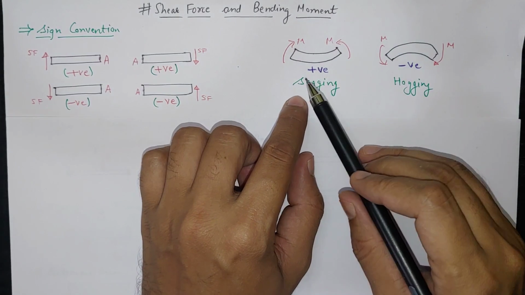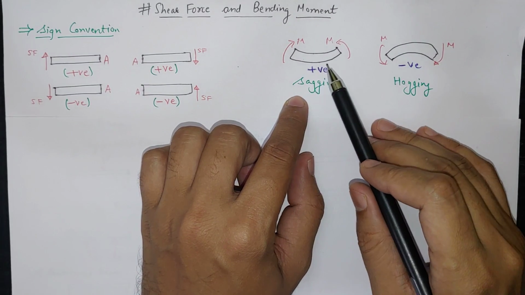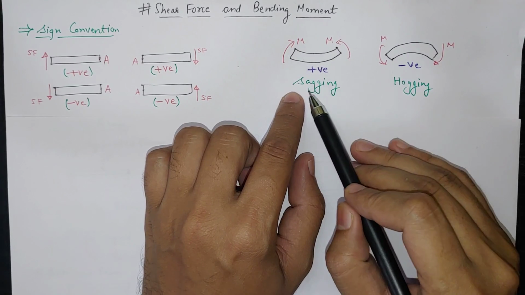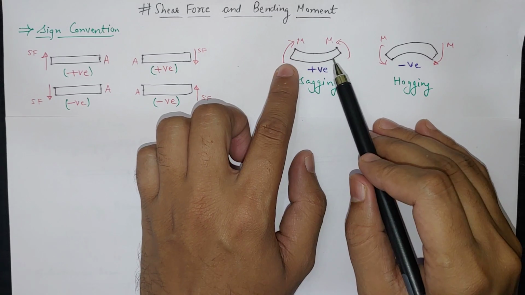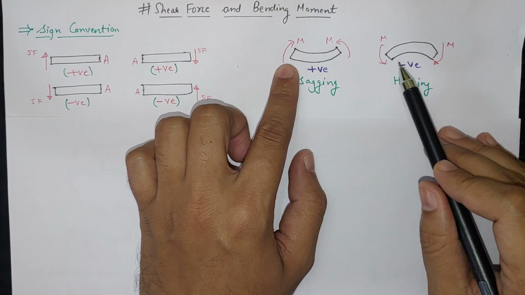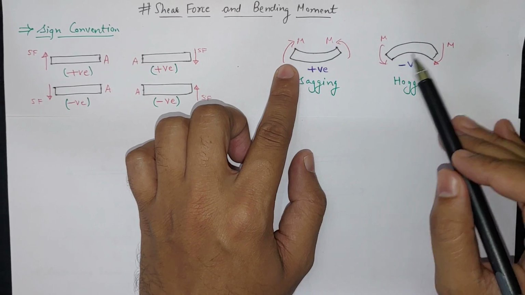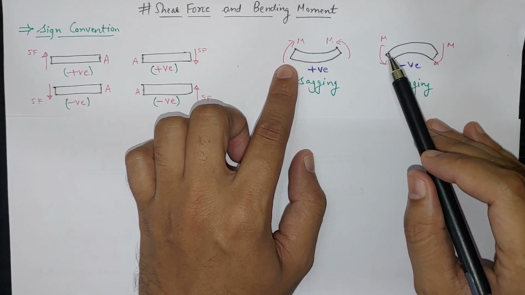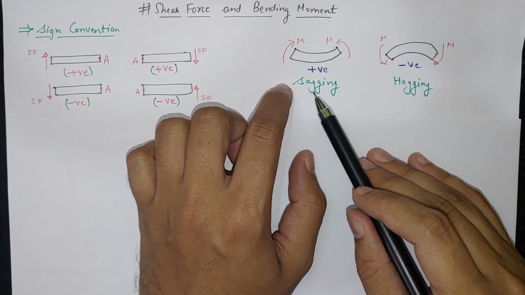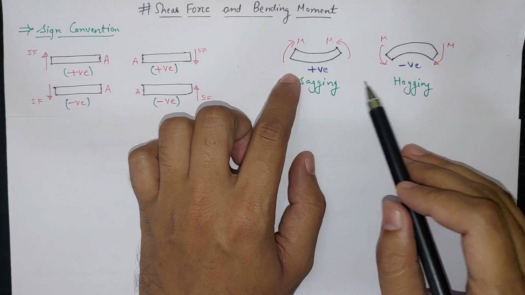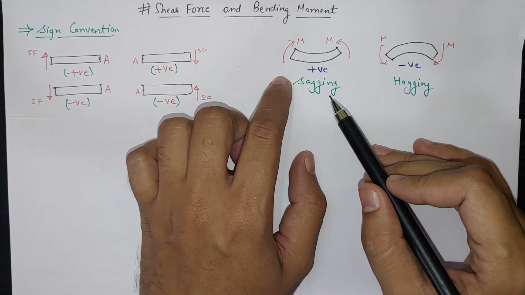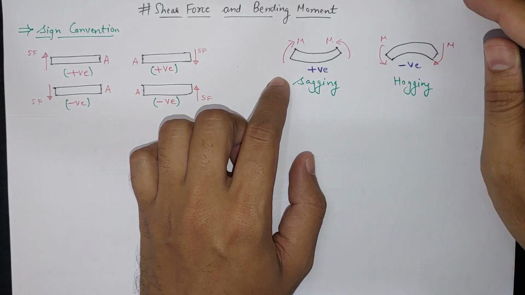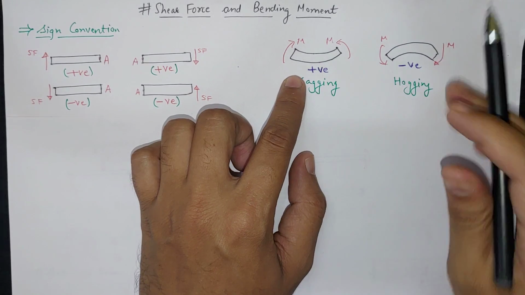Now for bending moment, if the beam has a shape like this, it is called sagging, and it is considered positive. Hogging means the shape is like this and the bending moment is in this direction, and it is negative. So as per the shape of the beam after deforming, we get the positive or negative sign. Sometimes this is asked directly in some examinations for 1 mark, so we have to remember the sagging and hogging positions, positive and negative.